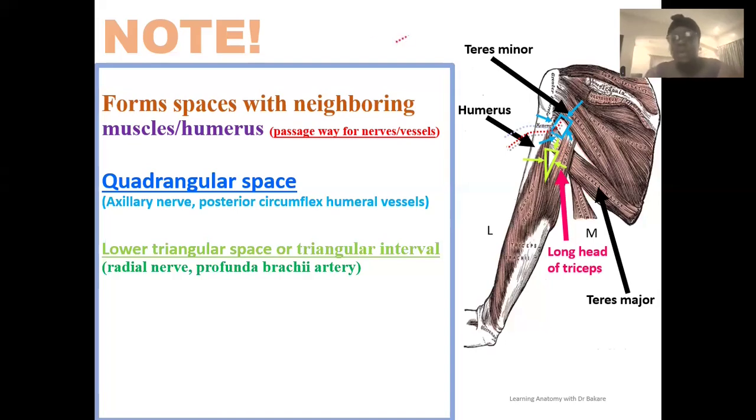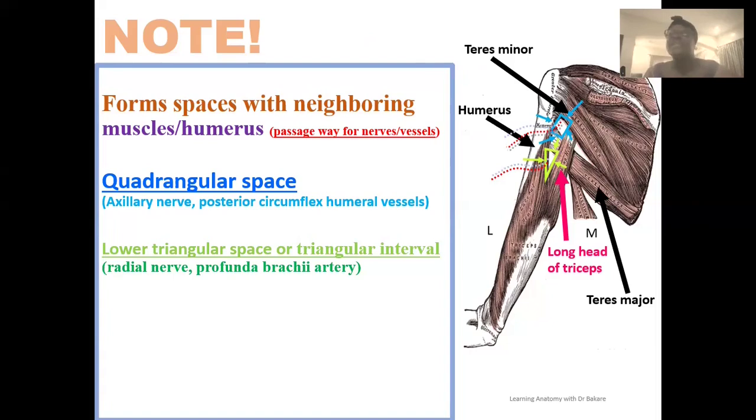And this is seen to allow for the passage of the radial nerve, which is also an emergence of the brachial plexus, and also the profunda brachii artery, which is a deep brachial branch that also emerges from the brachial artery. So you see that this is also a space that is created for a passage of nerve and also artery.